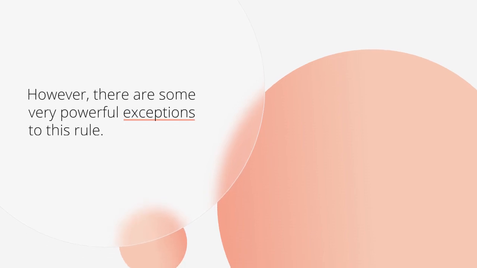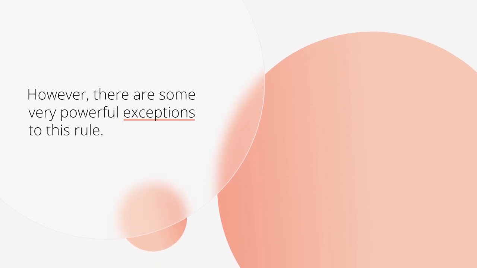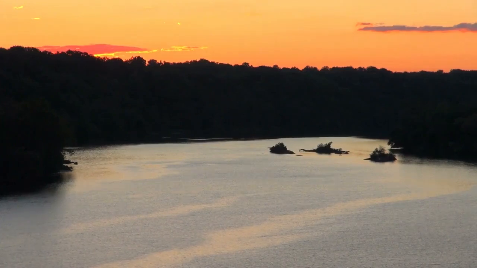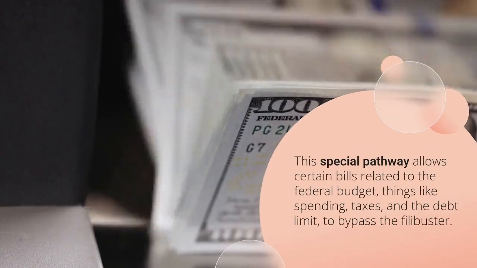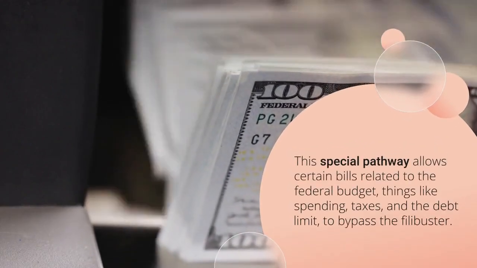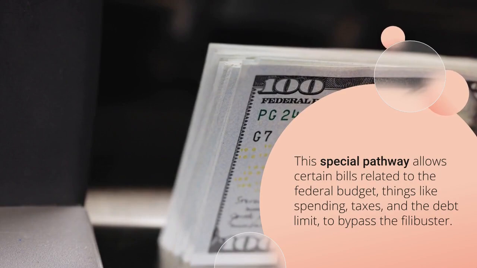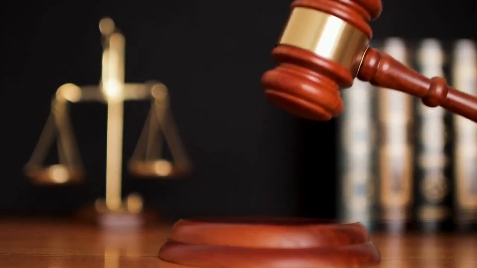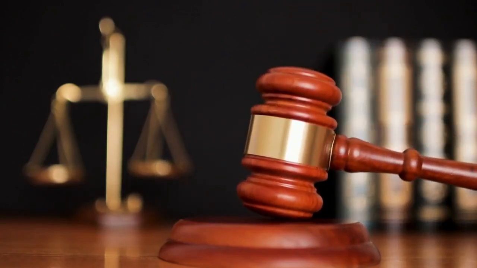However, there are some very powerful exceptions to this rule. The biggest one is a process called budget reconciliation. This special pathway allows certain bills related to the federal budget, things like spending, taxes, and the debt limit, to bypass the filibuster. A reconciliation bill only needs a simple 51-vote majority to pass, which is how some of the most sweeping laws of the last few decades have been enacted.